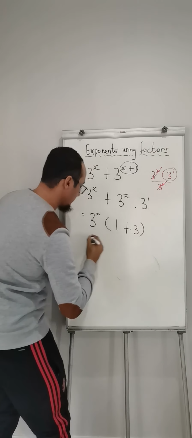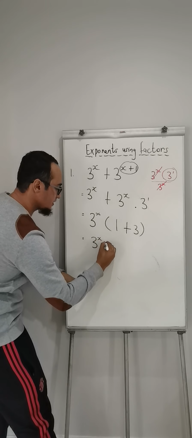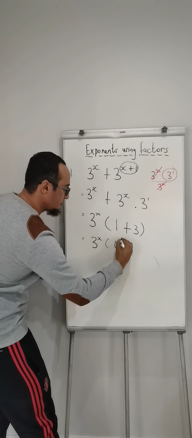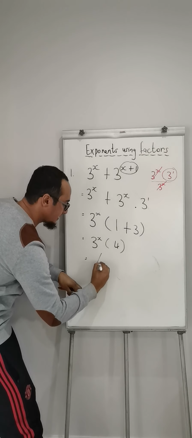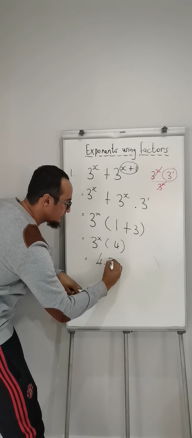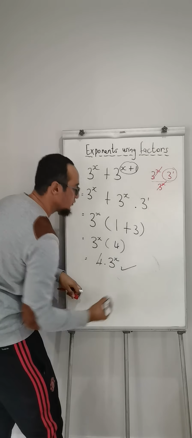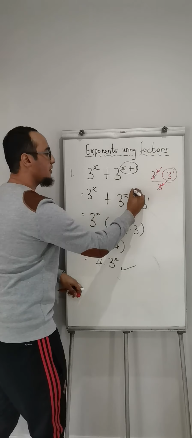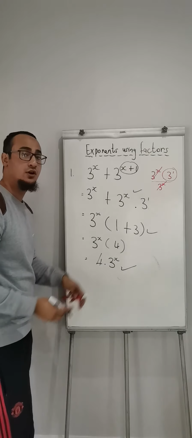So, now, I simplify further. 3 to the power of x multiplied by 4 over there. And I can either leave my answer or I can write it in this format: 4 multiplied by 3 to the power of x, and this would be my answer. 1 mark, 2 marks, and your third mark would be for your answer.